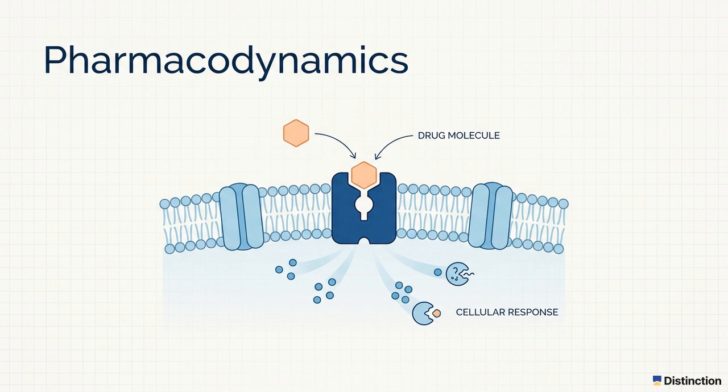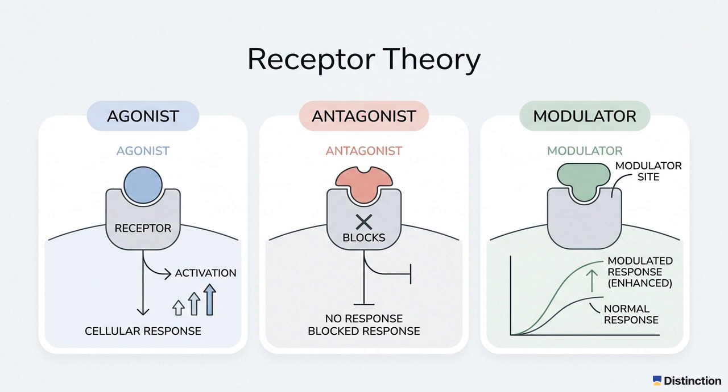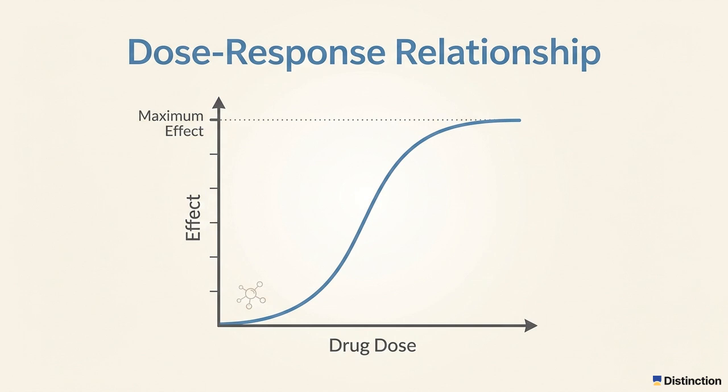It involves the interaction of drugs with their target sites, such as receptors, enzymes, or ion channels, and the resulting biochemical and physiological effects. One key concept in pharmacodynamics is receptor theory. Most drugs exert their effects by binding to specific receptors on cells. The drug-receptor interaction can be agonistic, activating the receptor, antagonistic, blocking the receptor, or modulatory, altering the receptor's response to other substances.